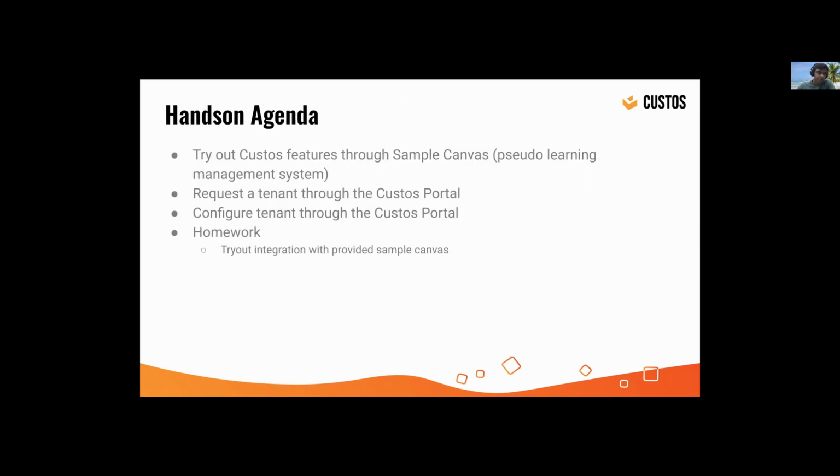Okay, so in this hands-on agenda, I would like to walk you through this use case and explain the underlying Custos features, how these features are used to model and implement this use case, and then walk you through tenant configurations, how to request a tenant, and how to configure that tenant for this kind of use case. You might have a different use case, but the same concepts may apply, so you can try out the Custos portal.